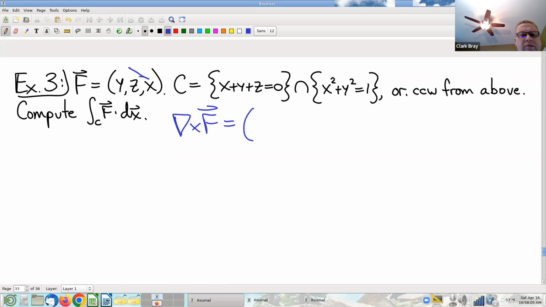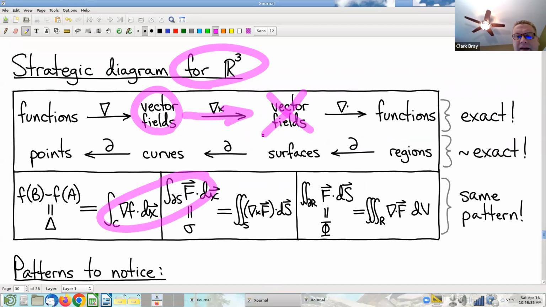Let's see, the first coordinate: the y partial of that, which is 0, minus the z partial of that, which is 1. Then we have the z partial of that, which is 0, minus the x partial of that, which is 1. And then we have the x partial of that, which is 0, minus the y partial of that, which is 1. So there's our curl. It's not 0. Being as we got not 0 there, that means there is no anti-gradient function. That means the fundamental theorem of line integrals is off the table. It's not going to happen. Don't waste your time trying to find an anti-gradient or anything of the sort.